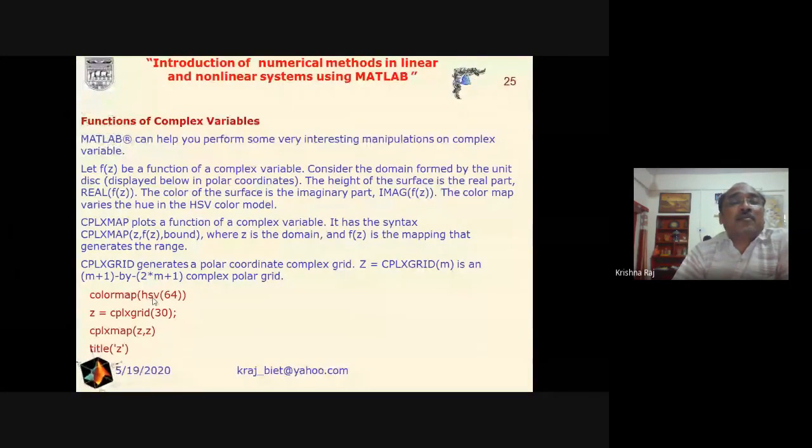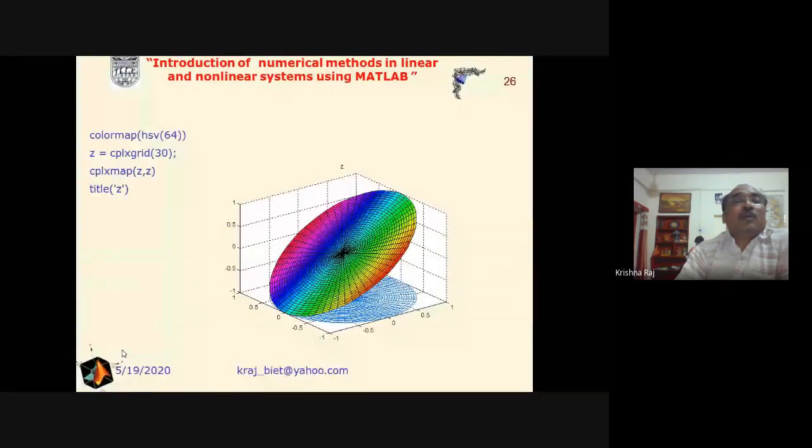In the color map we have to use the HSB model. So here we write colormap HSB, and this is the value of the HSB model, 64, and the complex grid for the gridding purpose, and here the complexmap of Z and Z plus. Now the title will be, as we have discussed in the previous lecture, that title may be entered here. The title will be Z. Now see, these are the commands which will be written in the MATLAB command window, and this is the return of the result.